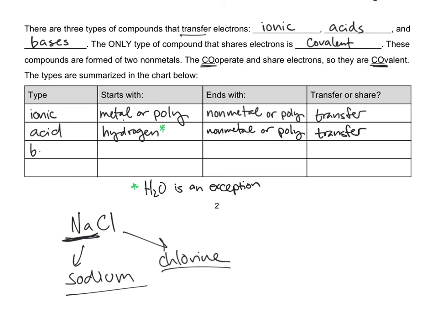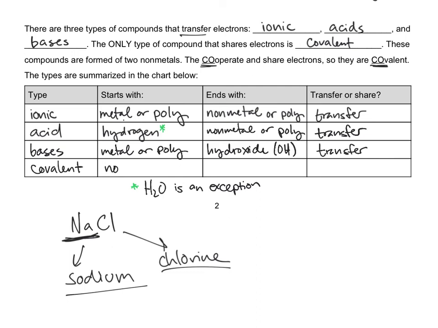After acids, we have bases. Bases can start with a metal or a polyatomic, just like ionic can, but bases always end in hydroxide, which is OH from the polyatomic ions list, and they will transfer electrons as well. Everything transfers except covalent. The last type, like I just said, is covalent.